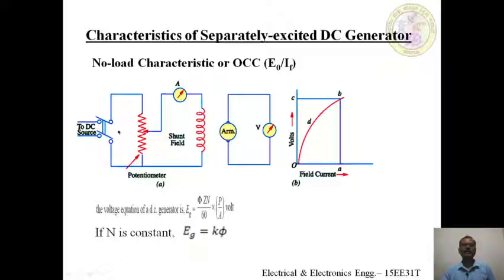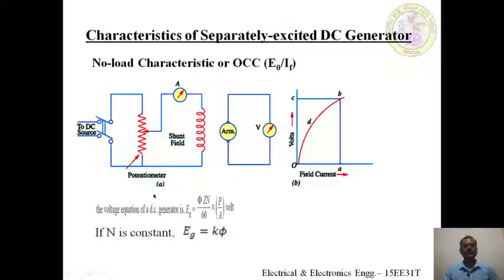The necessary excitation current is taken from an external independent DC source, and the excitation current is varied with the help of a potentiometer, and it is measured by an ammeter connected in the field circuit. The voltmeter is connected across the armature of the DC generator to measure the induced EMF.